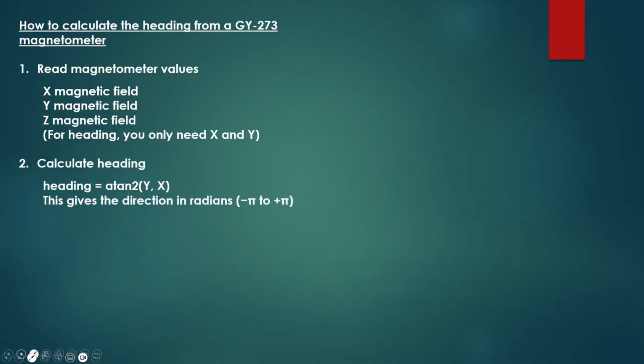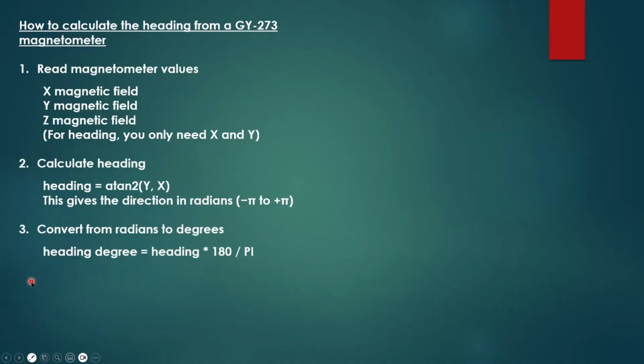Next, once we have the X and Y values, we need to calculate the heading, and we do that by heading equals arctangent 2 of Y comma X. Now this gives us a direction in radians between minus pi and pi.